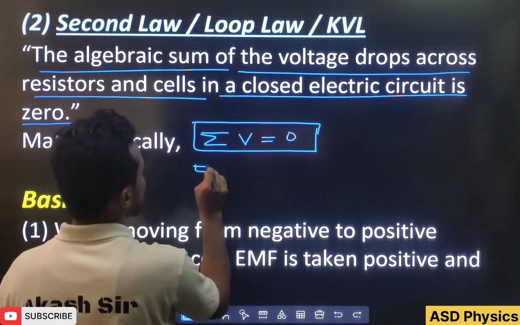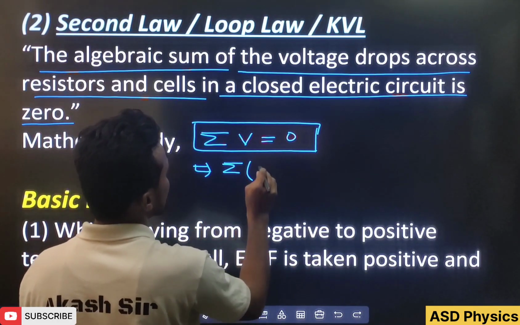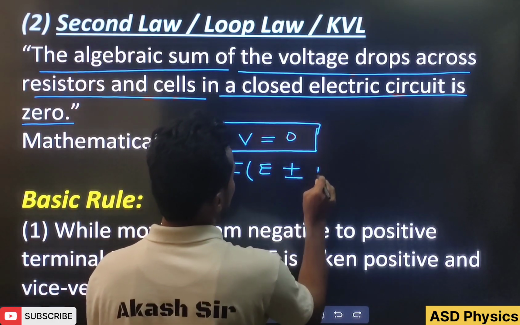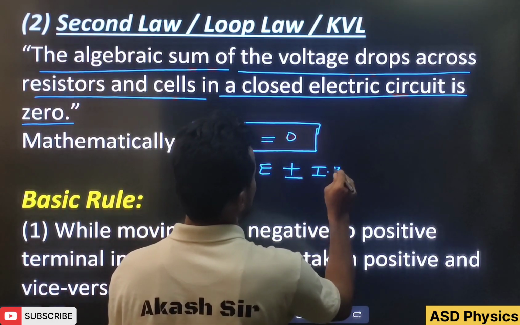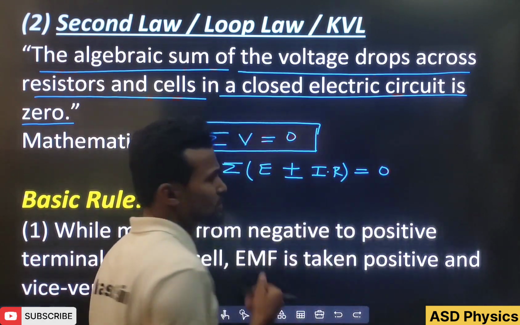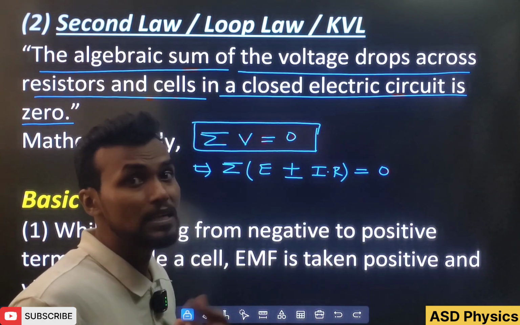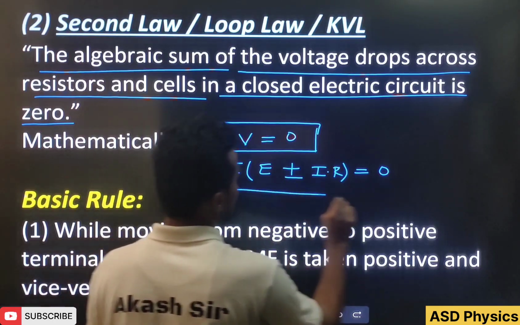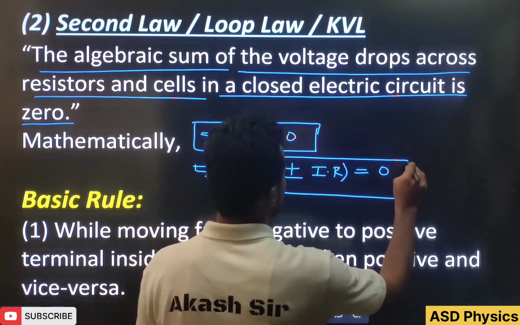If we simplify this furthermore, this V can be dropped across the cells or dropped across the resistance also. It can be plus IR, it can be minus IR depending upon the direction of the current, that we will see. Okay students, this thing you have to remember, this is Kirchhoff's voltage law.